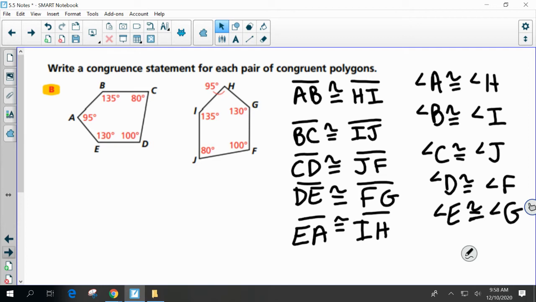Yes. On the last one, EA and IH is supposed to be GH. EA, 130 to 95. Yes, GH. Sorry, this should be GH right here. So fix that if you need to.